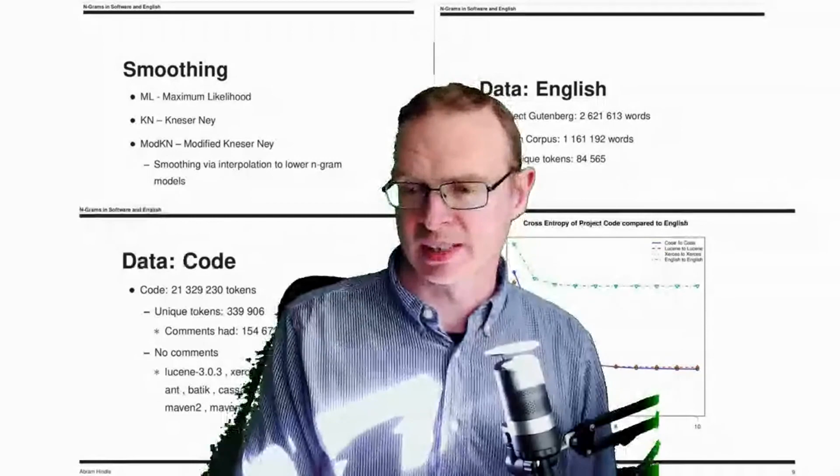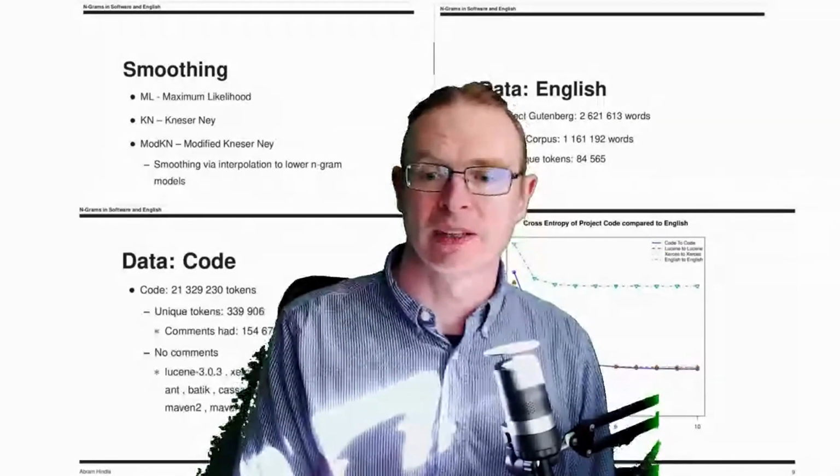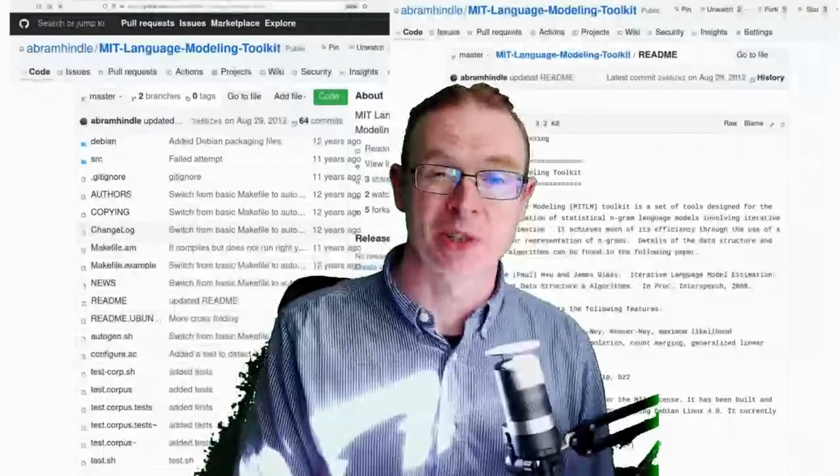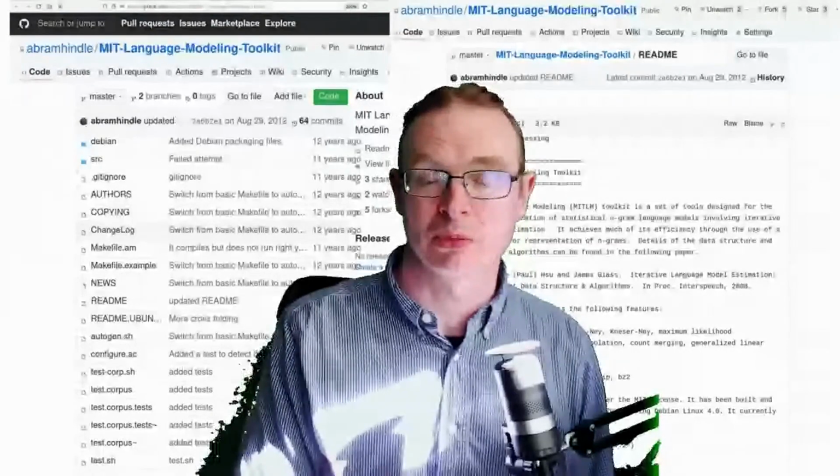So we looked into other n-gram models, and we found MITLM, which was a Fortran/C++ based implementation that was really fast, used this hashing mechanism, these hash chains that worked really great.